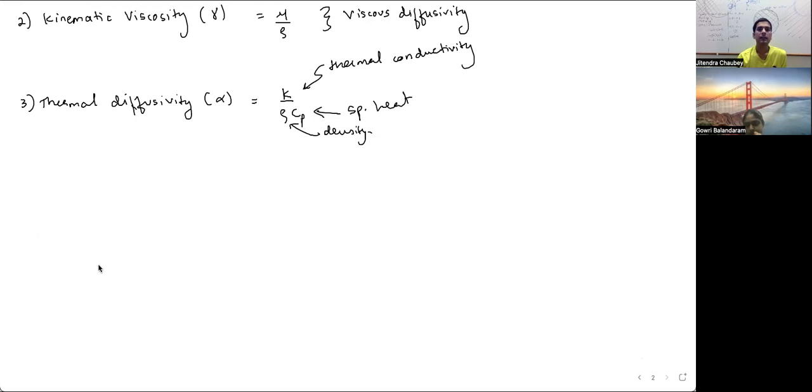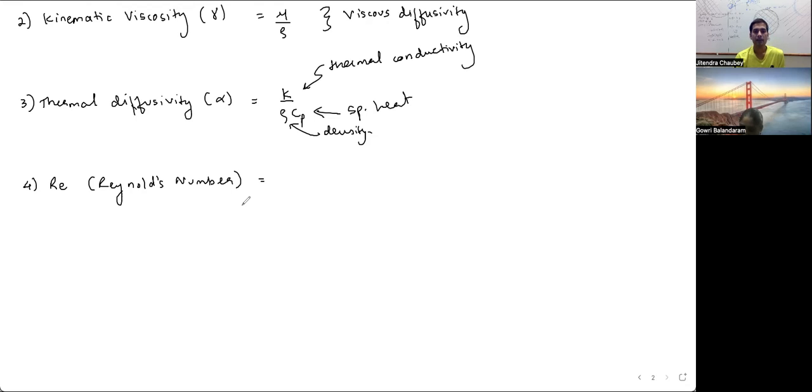Then we will go through some numbers now. Have you heard of the Reynolds number? What is Reynolds number? Reynolds number is basically the relationship between viscous force and inertia force.